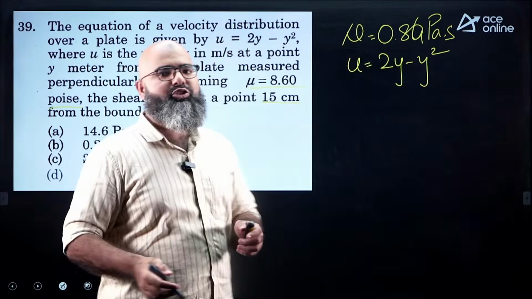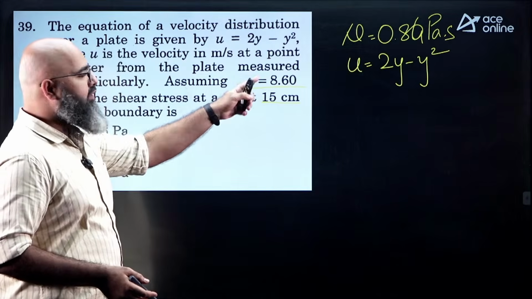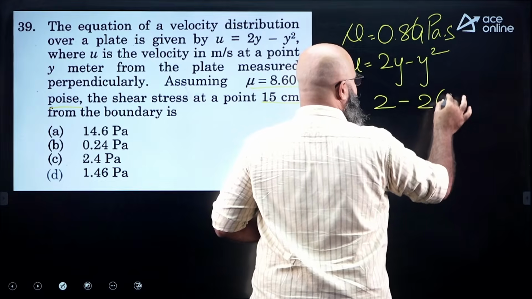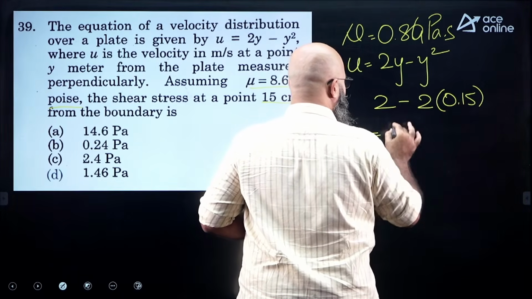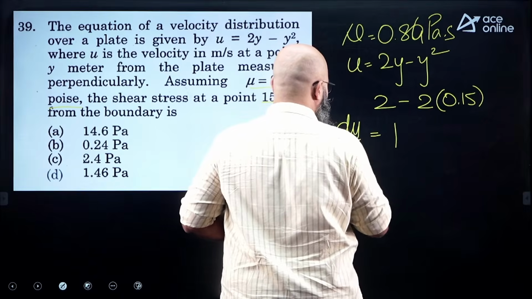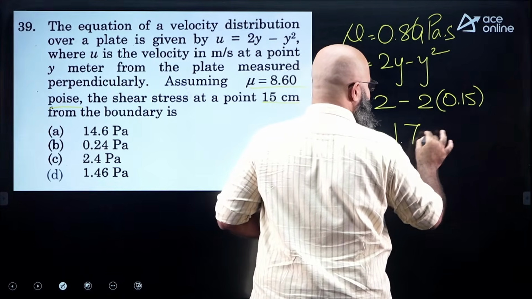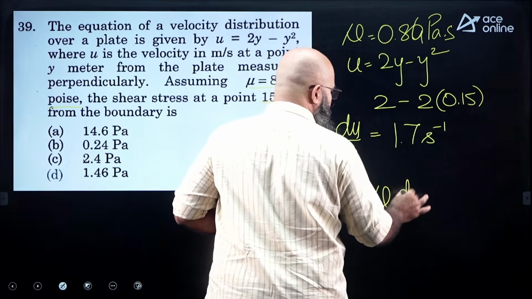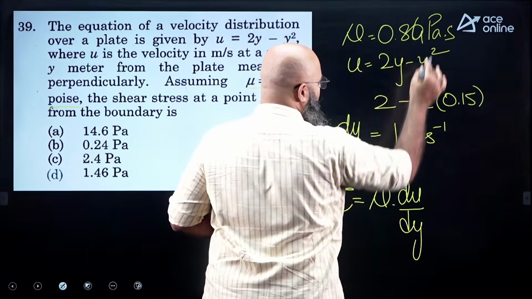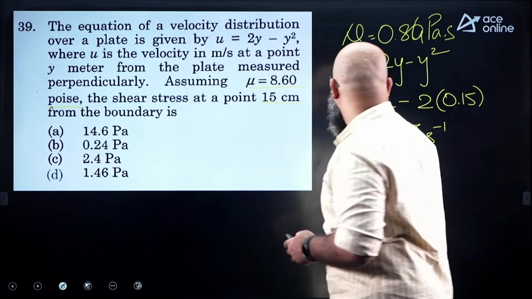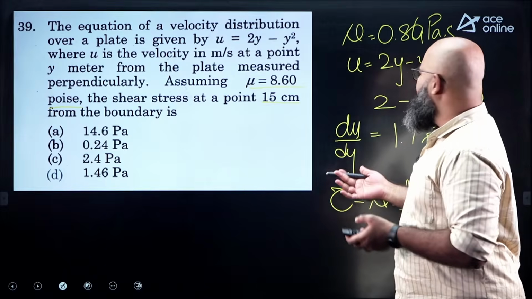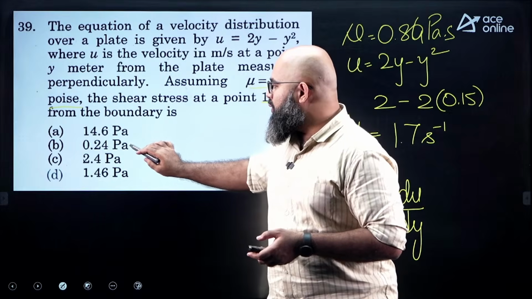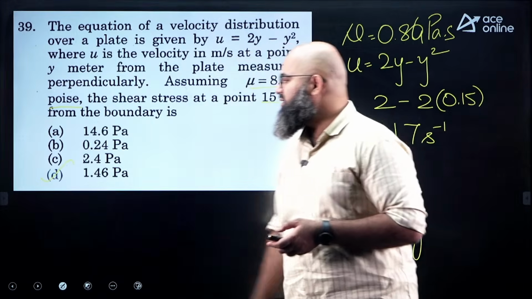It will be equal to 2 minus 2y. Put in the value of y as 0.15 meter. So 2 minus 2 times 0.15 should give you du by dy equal to 1.7 second inverse. Now the value of shear stress by Newton's law is equal to mu du by dy. If you multiply 0.86 by 1.7, logically the value should be less than 1.7, but not as less as going down to 0.24. So the only answer over here is 1.46.